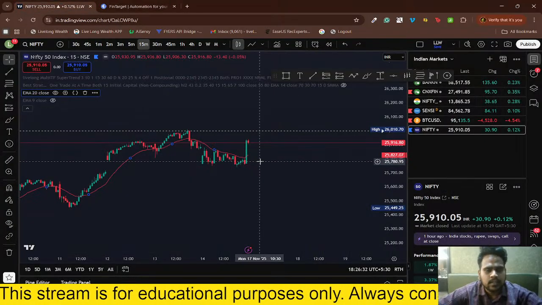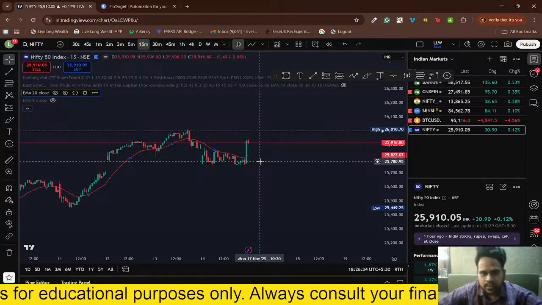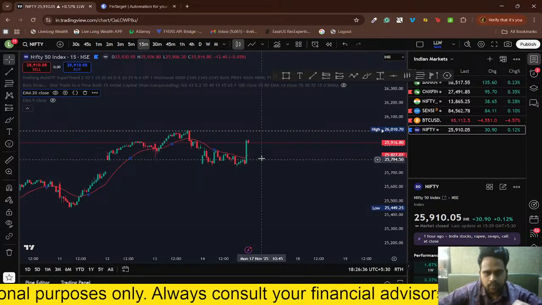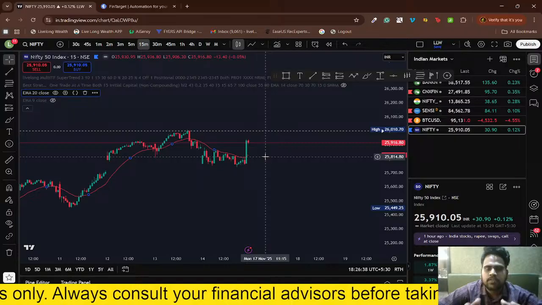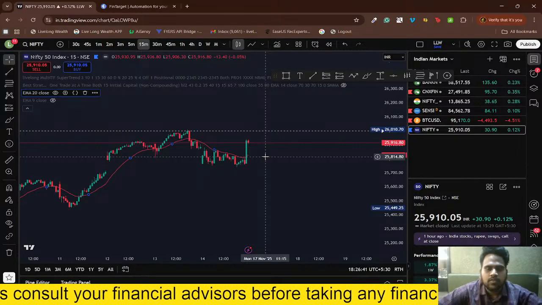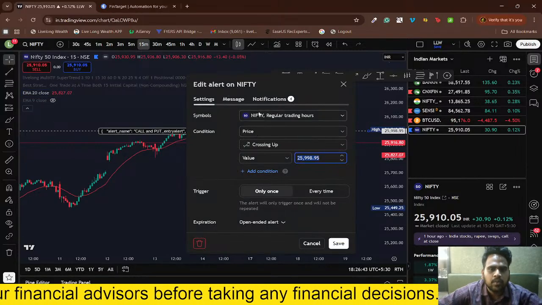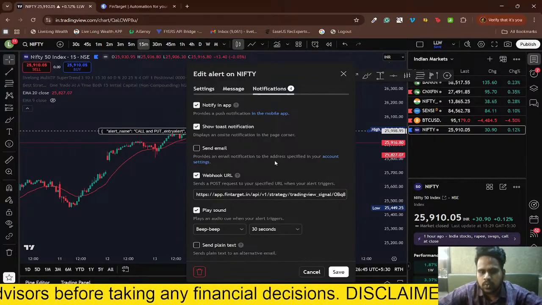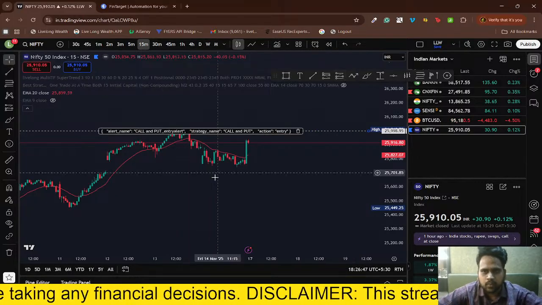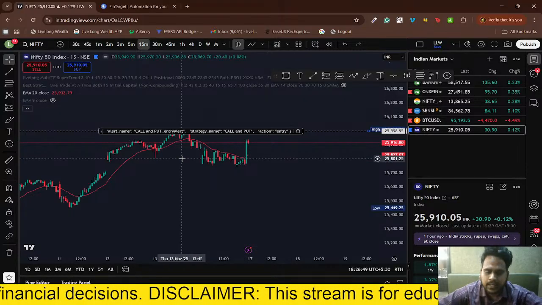So this is a single indicator based entry. For this, as I told you, we need a premium version of TradingView. Why? Because whenever you're going for a webhook, you need a premium version of TradingView here. Okay, keep this in mind.